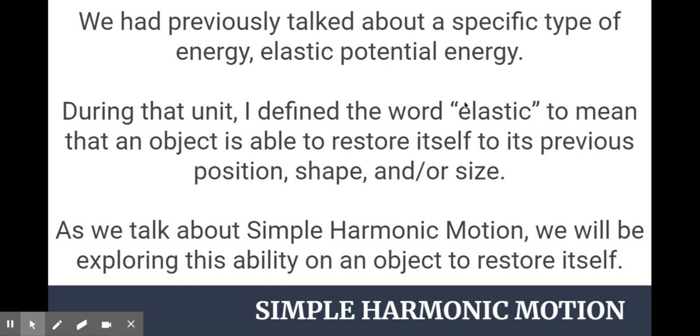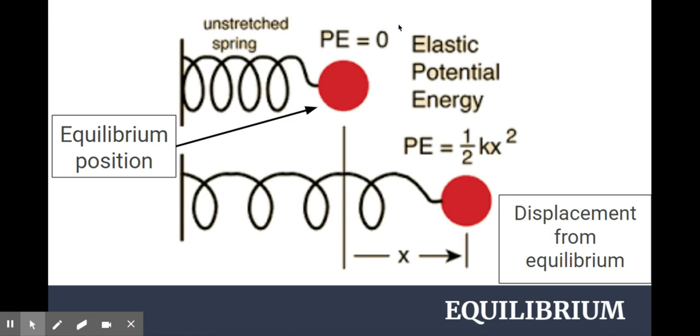An elastic object is an object that's able to restore itself to its original or previous position or shape or size. All right. So when we talk about simple harmonic motion, we're going to be getting into this ability of an object to be able to restore itself. Before we get into that, let's make sure we remember what the word equilibrium is, because that's an important thing to understand. So equilibrium is going to be the natural or resting state or position that the object is in.